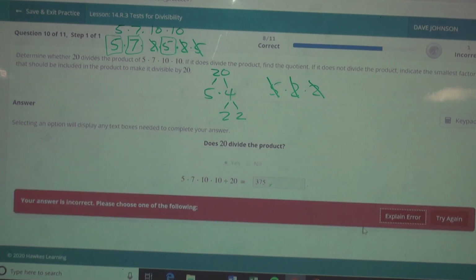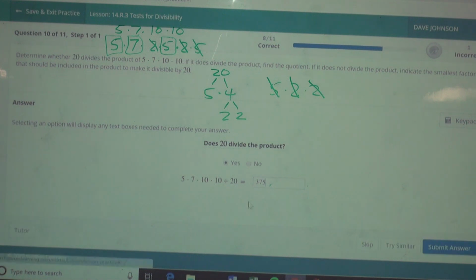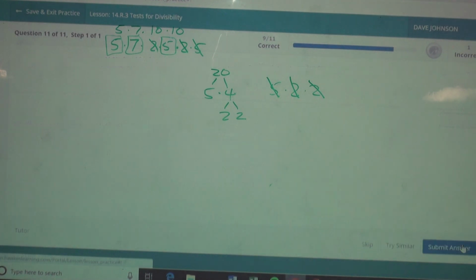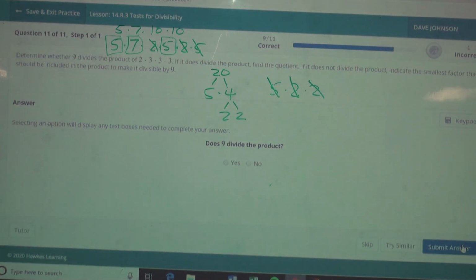Oh, there's my math in my head failing me now. 25 times 7, because 25 times 8, oh, 175. Let's try that again. There we go. You'll use your calculator instead of your head.